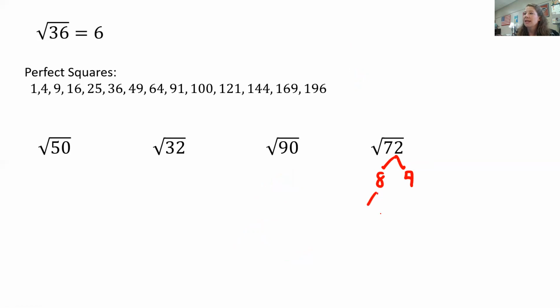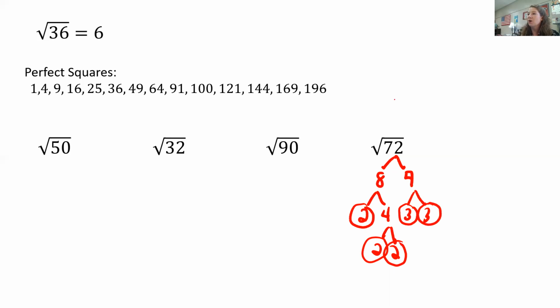What are the factors of 8? 8 is 2 and 4. 2 is a prime number. 4 is 2 times 2. All right, I've broken 8 all the way down. What about 9? 9 has 2 factors besides 1 and itself, and that's 3 and 3. All right, so basically 72 is all the prime numbers, 2 times 2 times 2 times 3 times 3. So if I multiply all those numbers together, I'm going to get 72.